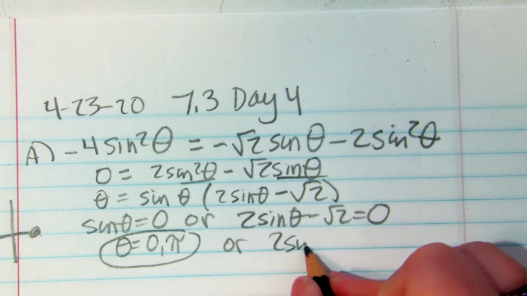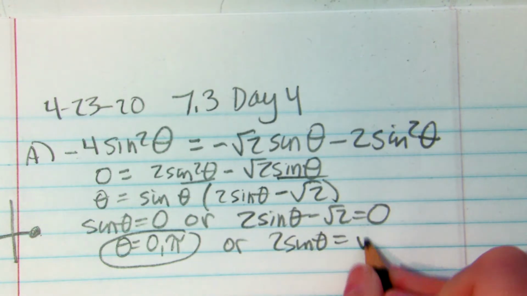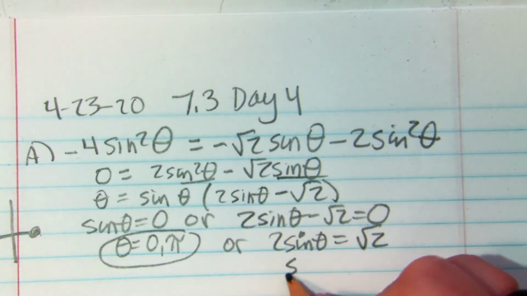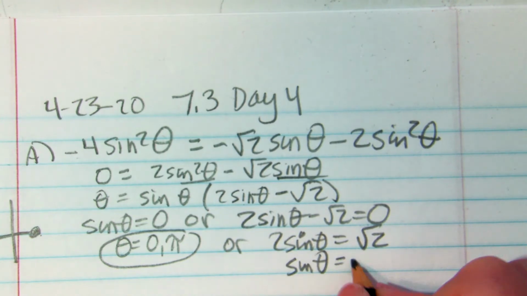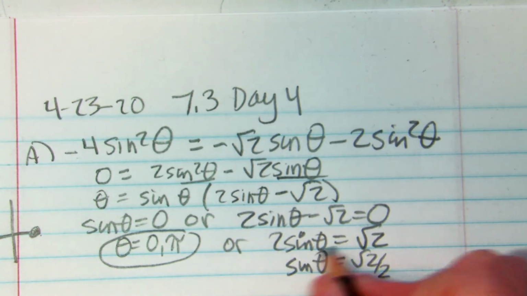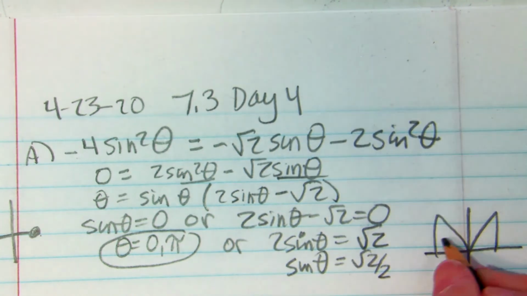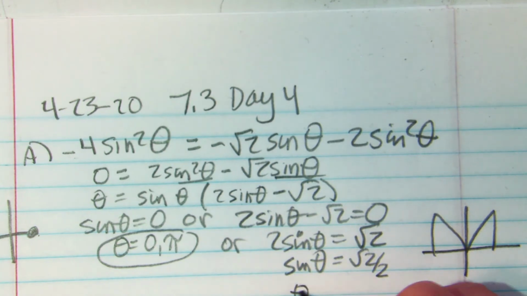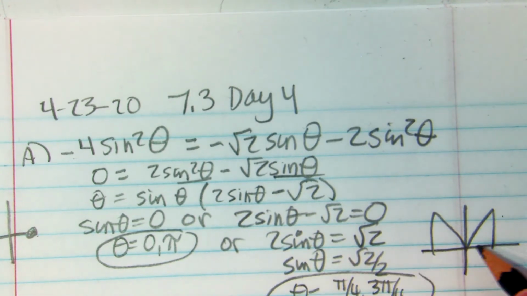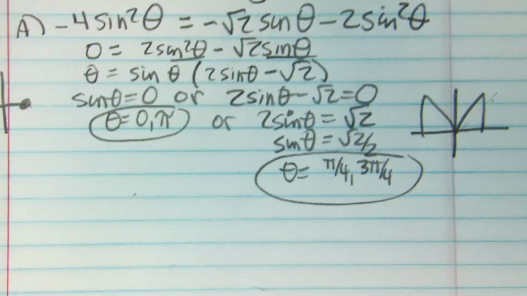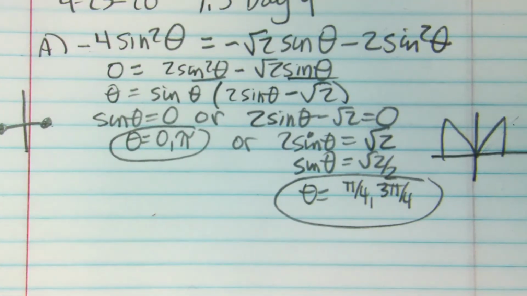Two sine theta equals rad 2; divide by 2. That's 45 degrees, or pi over 4, and then 3 pi over 4. It should be more of a 45-degree angle, but you get the gist of it. That was A.